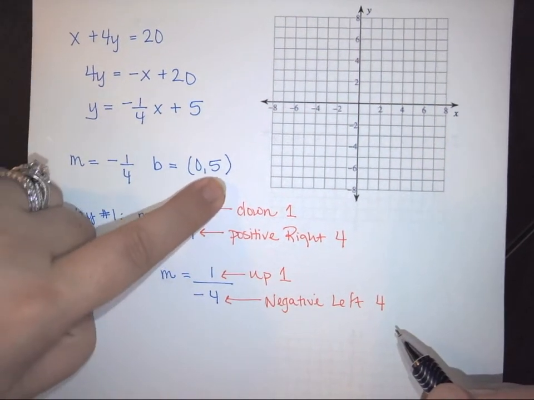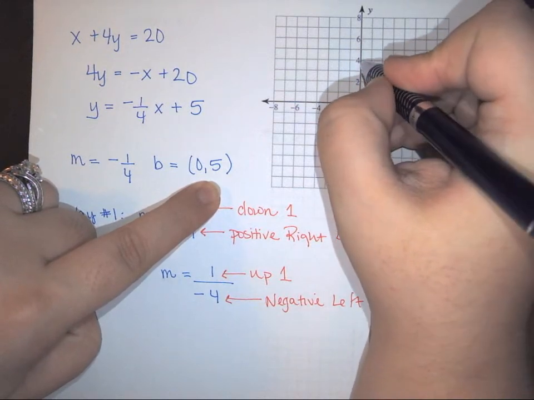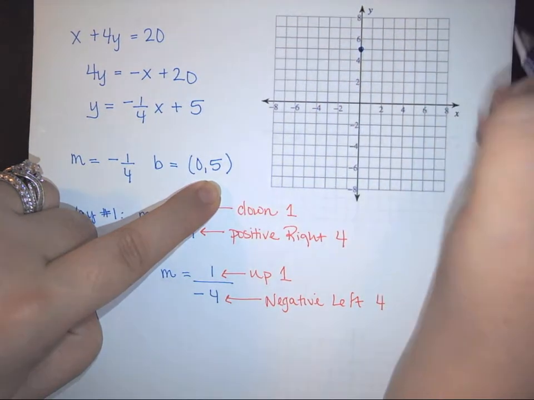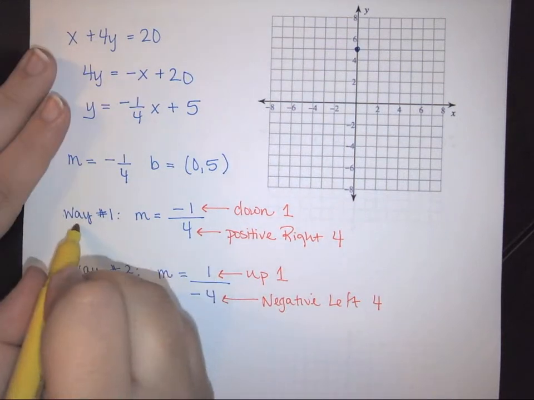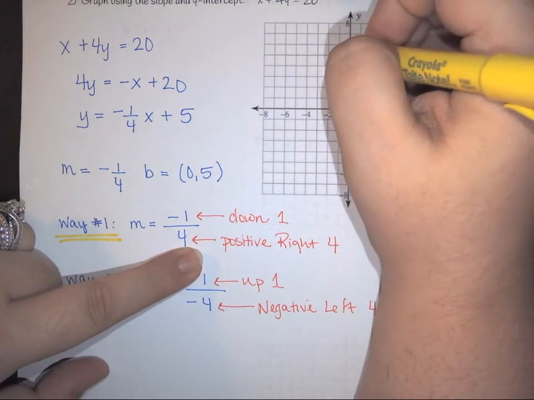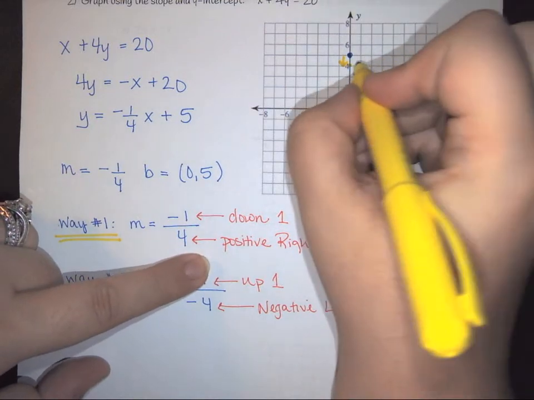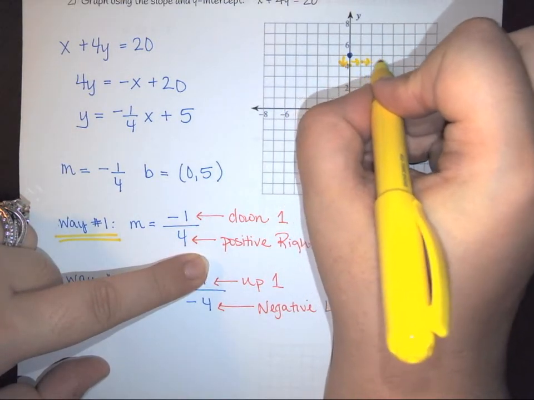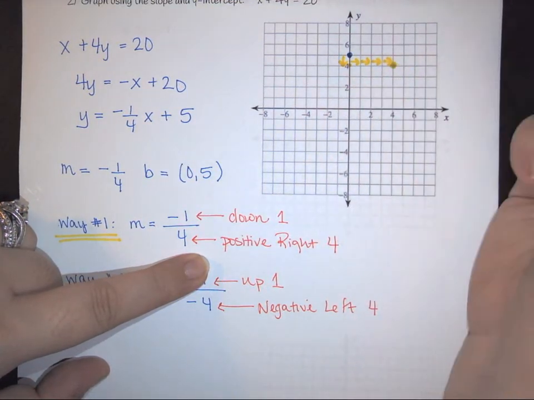So let's see what that means. I'm going to start off at my intercept, 0, 5. So 0, 1, 2, 3, 4, 5, so that's right here. If I start with way number 1, so let's go ahead, call that my little yellow way. So that says I have to go down 1, so I'm going to go down 1 to that point, and then I'm going to go positive 4. So I'm going to go 1, 2, 3, 4. So in doing that, that means my point would be right there.